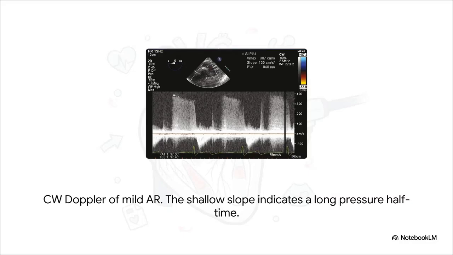And this slide shows us exactly how we measure that second key parameter I mentioned, the pressure half-time. We use continuous wave Doppler and look at the velocity of that leaky jet throughout diastole. Now with severe AR, the pressures between the aorta and the LV equalize really fast, so the velocity drops like a rock. That gives you a very steep slope on your Doppler graph. But in this example, you can see the slope is really shallow, almost flat. This long pressure half-time, 840 milliseconds, tells us the pressure difference is holding steady, which is exactly what you'd expect to see with mild aortic regurgitation.